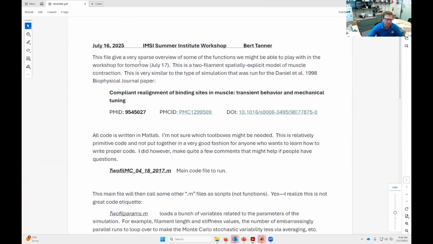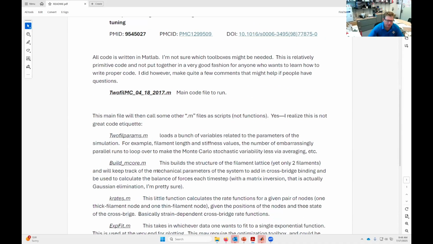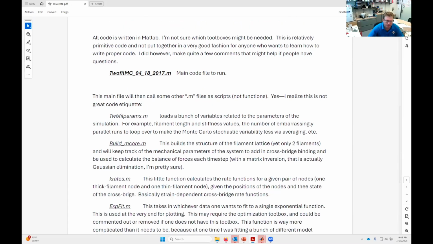Essentially what I've put forward is a set of code that's very similar to the code that was used for that two filament model published by Daniel et al. in 1998, where there are links to the paper right here. The main code that I'm going to run for you is called 2fil MC. And that calls some scripts and functions within it, where there's a parameter file, and I can vary some of those parameters and we can see what the different outcomes are.